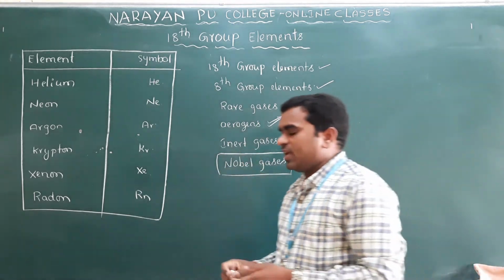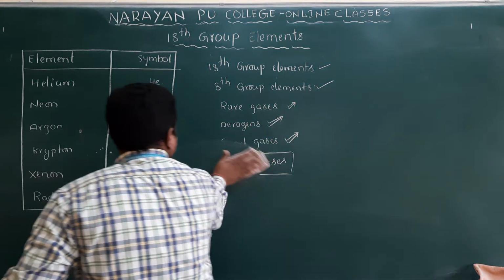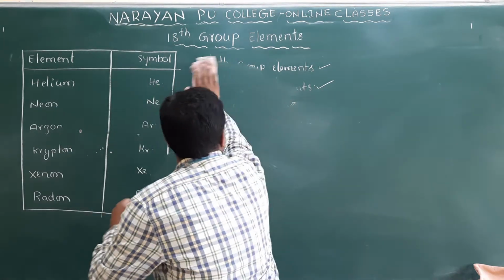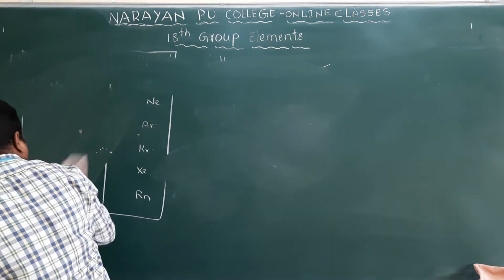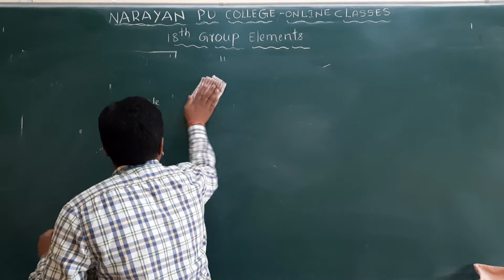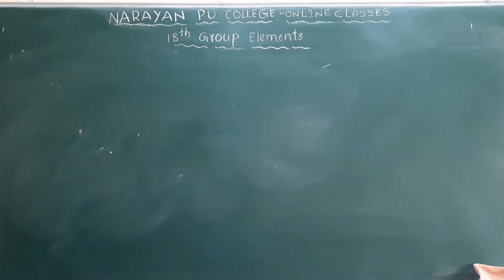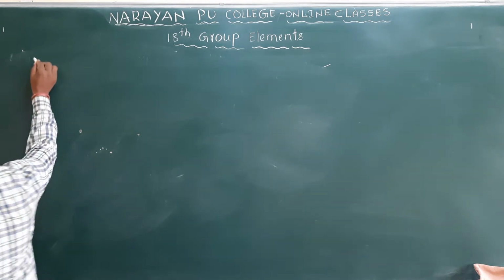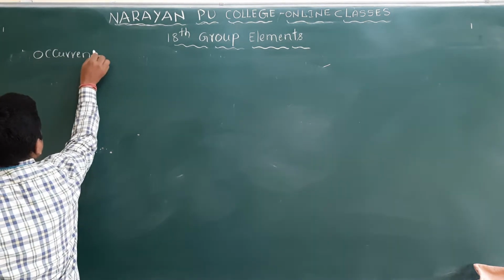Clear? So the next one is occurrence. This was a brief discussion about the 18th group elements. So next, put the heading: occurrence.